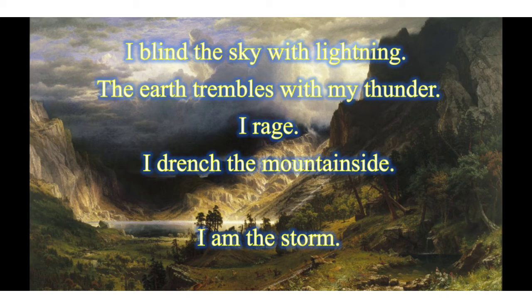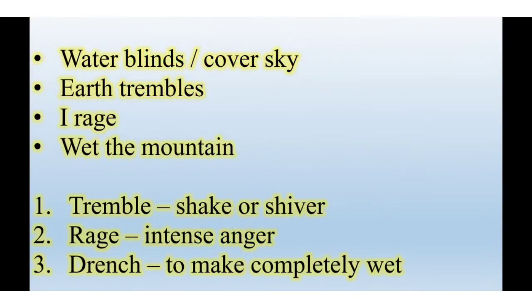So we see that this form of water blinds the sky with lightning. Blinds means it covers the sky with lightning. And when it covers the sky with lightning, what happens there? Yes, the earth starts to tremble. Tremble means it starts to shake or shiver. Why does it start to shake or shiver? It's because of the loud noise of thunder, loud noise of storm. And because of that, it starts to shiver and it starts to shake.